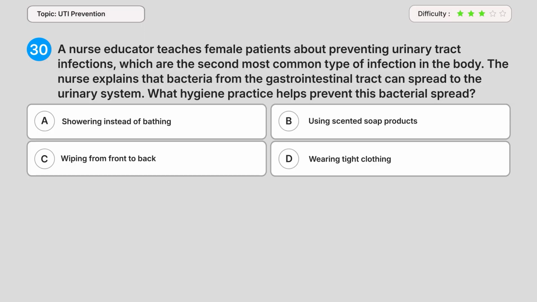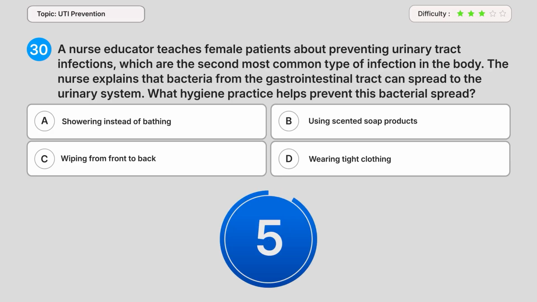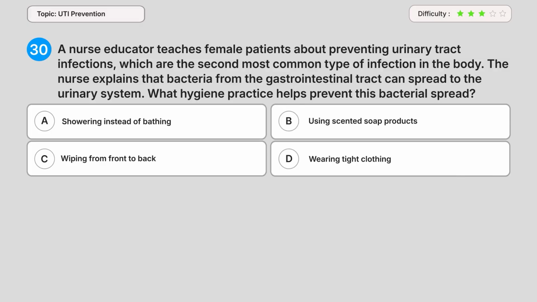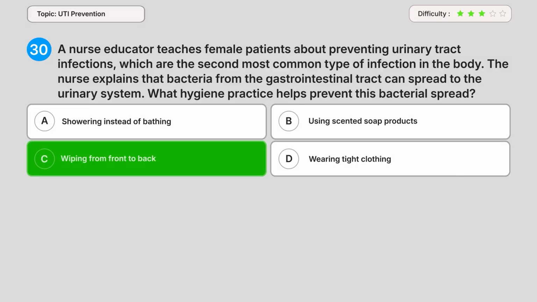A. Showering instead of bathing. B. Using scented soap products. C. Wiping from front to back. D. Wearing tight clothing. Do you know the answer? Correct answer, C. Wiping from front to back.